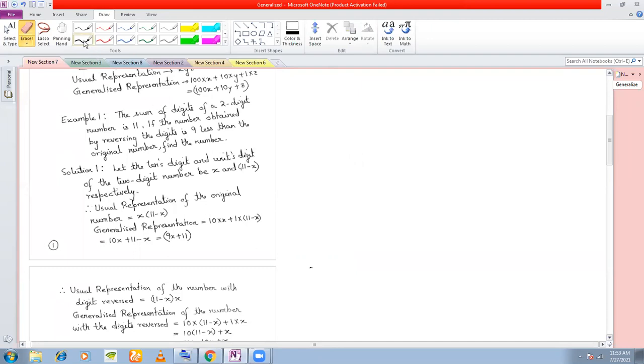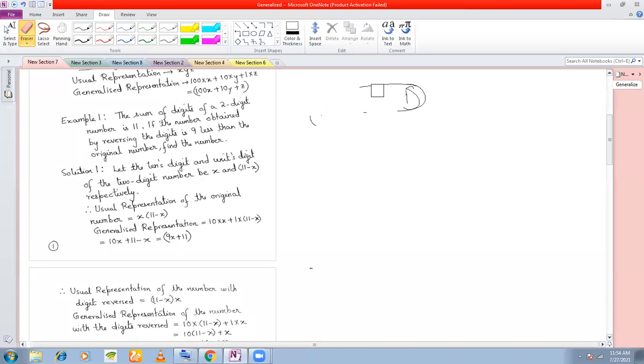If the number obtained by reversing the digits is 9 less than the original number. Suppose I gave you an example here, 56, and if you reverse the digits, you get the number 65. What is the difference between these two if you subtract? The difference here is 9, right? So this is what we mean by the difference of the original number and the number with the digits reversed. The difference here is 9 given. Let's see how we are going to solve this problem.